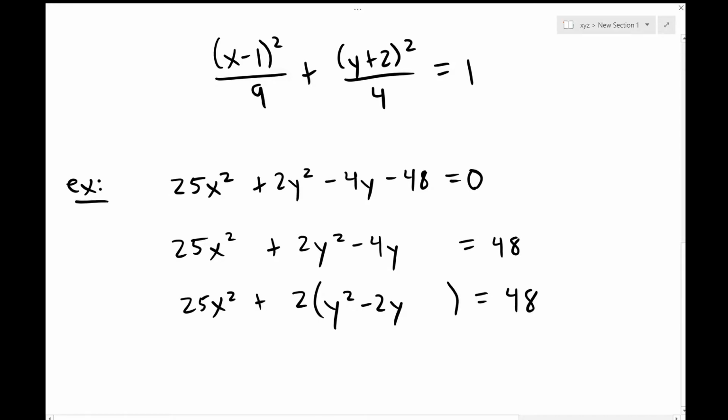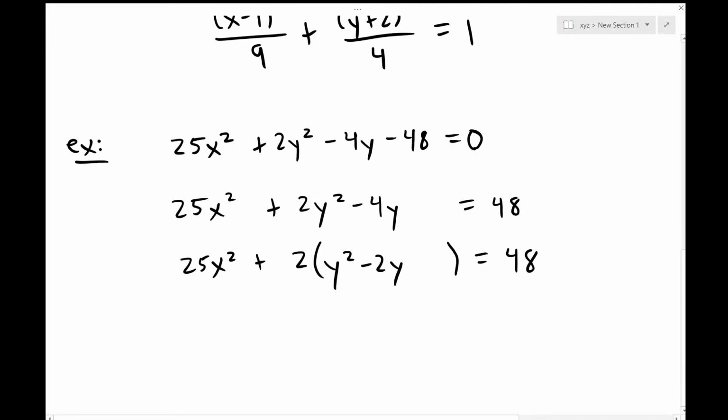So notice that for the x terms, we just have 25x squared. So there's no need to complete the square there. We only have to do that if we have just an x term. Since we don't have that, we just have the x squared term. Basically, the square is already complete for that. However, we still need to complete the square for the y terms.